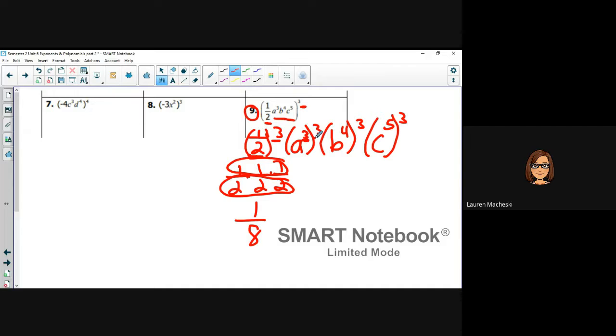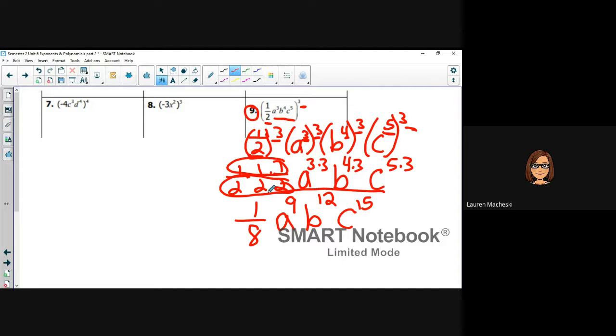A to the 3rd raised to the 3rd power. Multiply those exponents to give me A to the 9th. Same here. B to the 4th raised to the 3rd power. Multiply those exponents. So B to the 12th. C to the 5th raised to the 3rd power. Multiply those exponents. So C to the 15th. So my simplified answer is 1/8, A to the 9th, B to the 12th, C to the 15th.